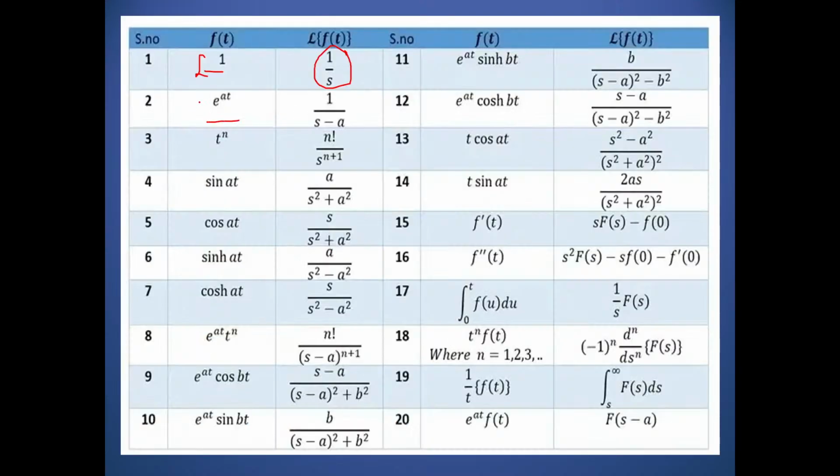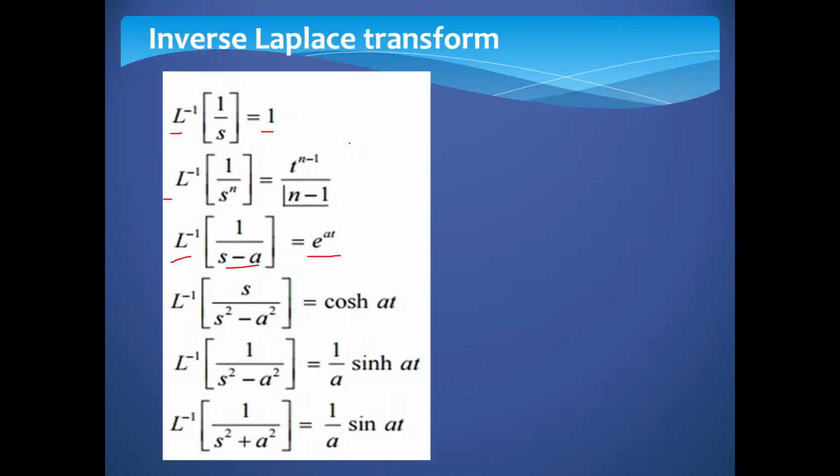What is it? Laplace of e power at, what do you get? 1 by s minus a. Laplace of e power at is 1 by s minus a. Therefore, inverse Laplace of 1 by s minus a will be e power at. That's it. Inverse Laplace is just the opposite. The same thing you will get when you do the inverse: the time domain term, whatever it was earlier, the same thing we will get.